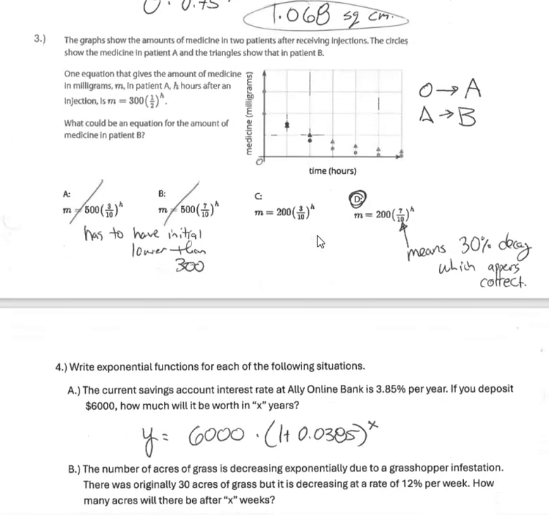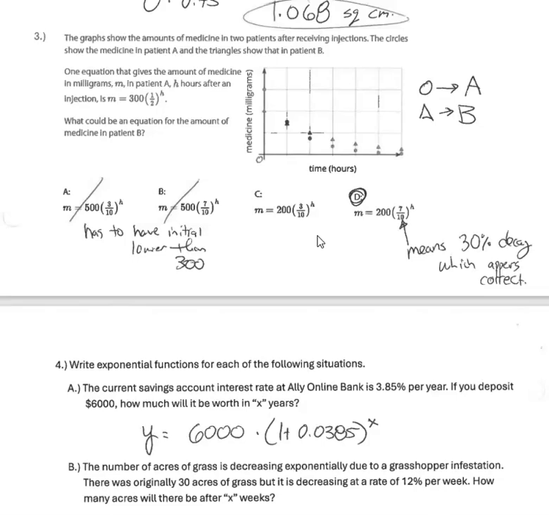On number 3, it says the graph shows the amount of medicine in 2 patients after receiving injections. The circles show the medicine in patient A, and the triangles show patient B. They gave us the equation for patient A, it's 300 times 1/2 to the h, and they want to know which one of these is possible for patient B. Patient B is going to be the triangles.